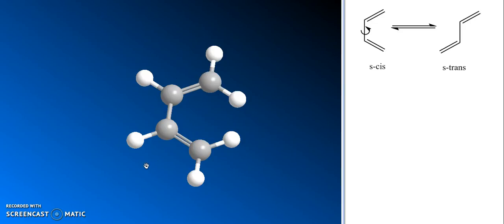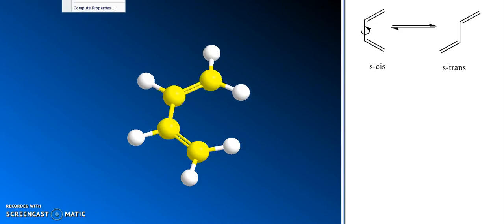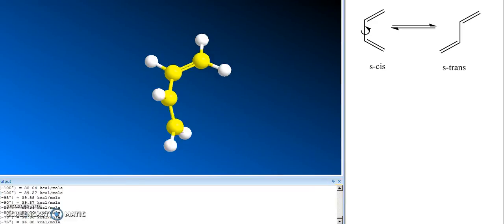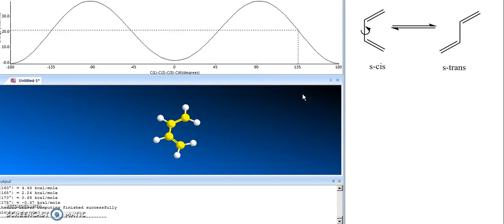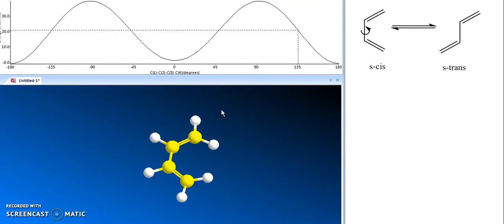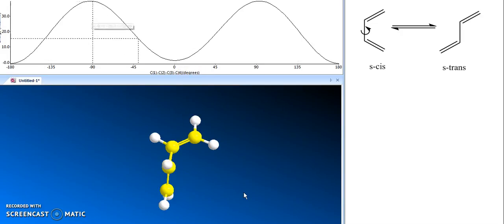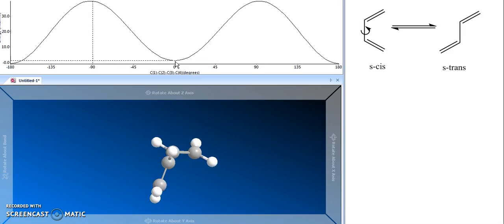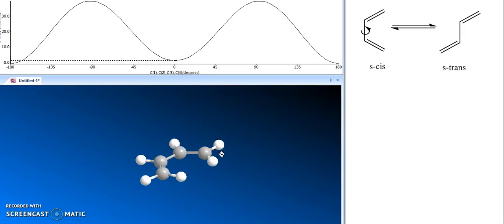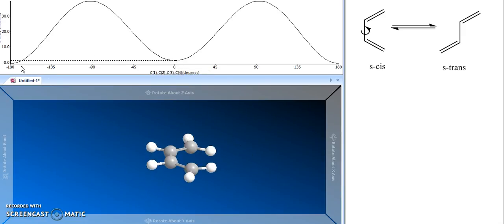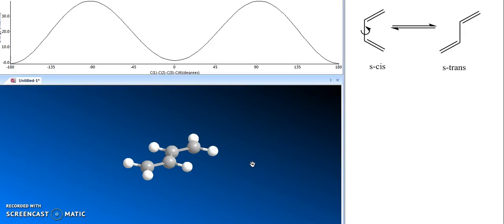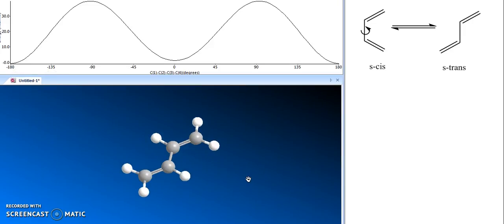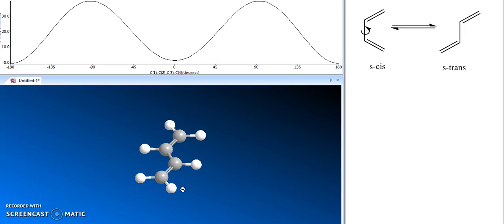We can actually get this program to plot the energy of the s-cis and the s-trans along with all of the intermediate conformations. This will rotate the bond and calculate the energies, and we get a plot that looks like this. And what we can see is that the highest energy is when these two double bonds are not conjugated. The s-cis is higher in energy than the s-trans by about 10 kilojoules per mole.